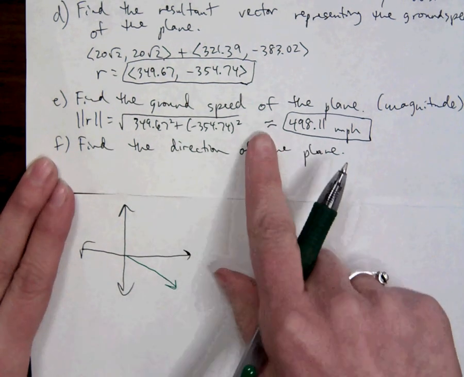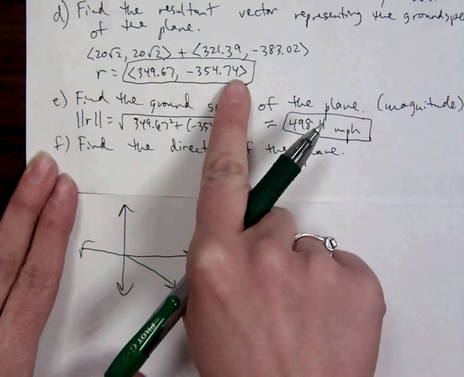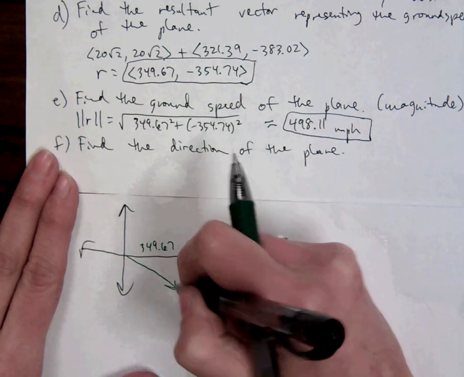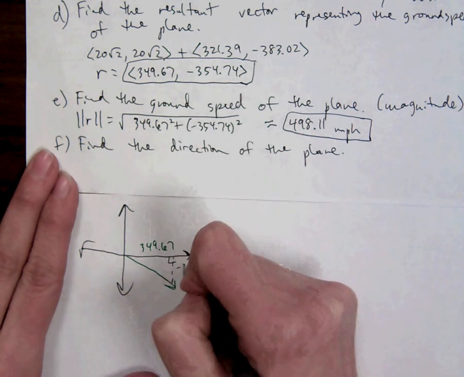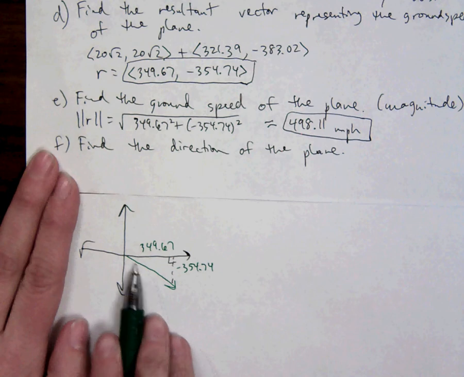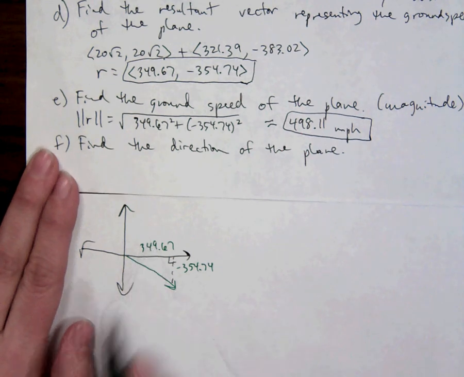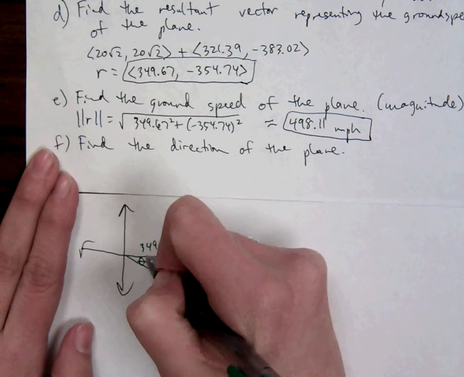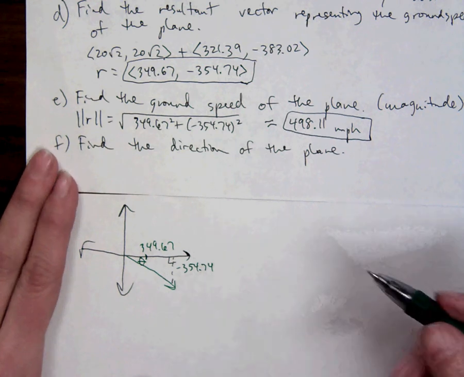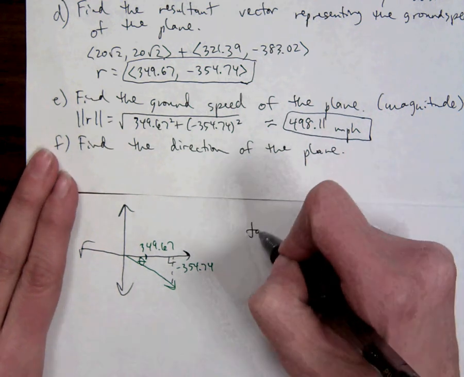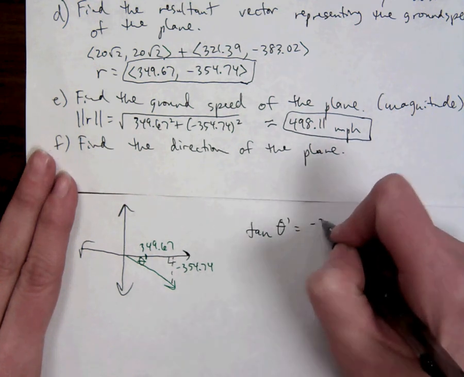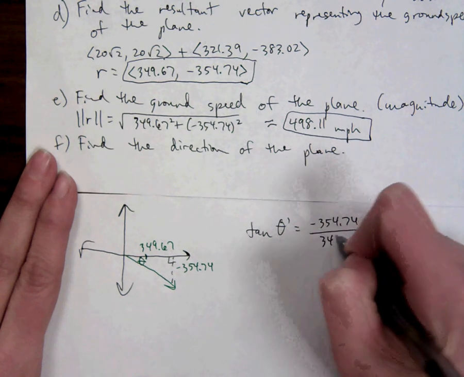Well, we just found up here the components of that. So we found that it's 349.67 this way, and this is when I've dropped down perpendicular, is what I mean. And we found it's negative 354.74 this way. And actually we even found it's 498.11 this way, so we could use that too, but we usually just stick with these guys. Let's find this angle, and I'm going to call it theta prime, like a little apostrophe, first. Okay, we can do that easily using tangent. So we've got tangent of our, I'm calling it the reference angle, is negative 354.74 divided by 349.67.